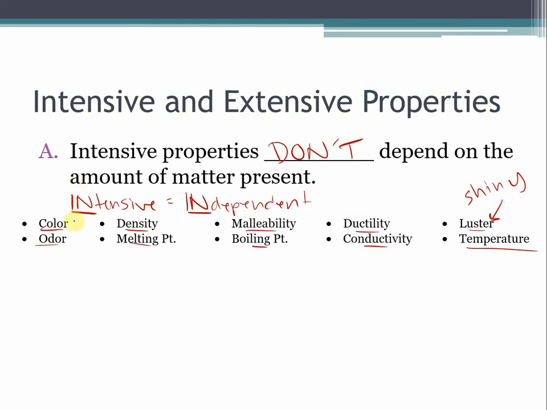If I had a cup of water that's just been sitting out for, I don't know, a day, it's going to be the temperature of the room. It's going to be about 25 degrees Celsius.